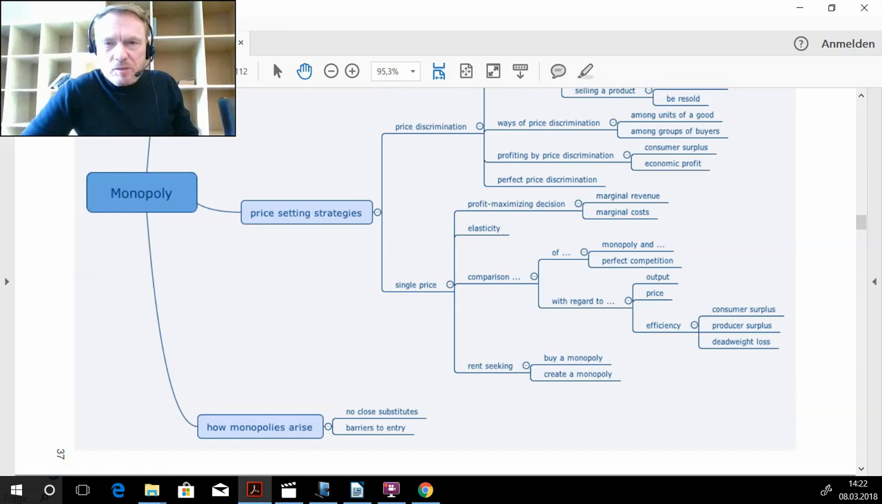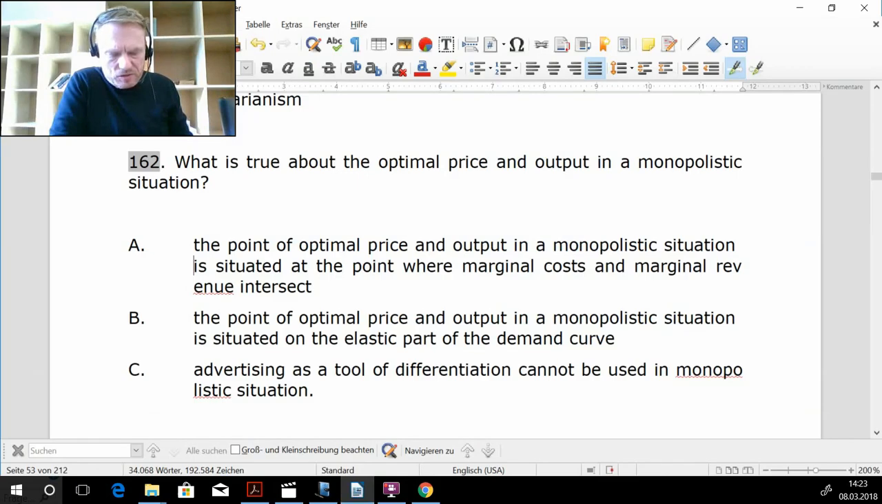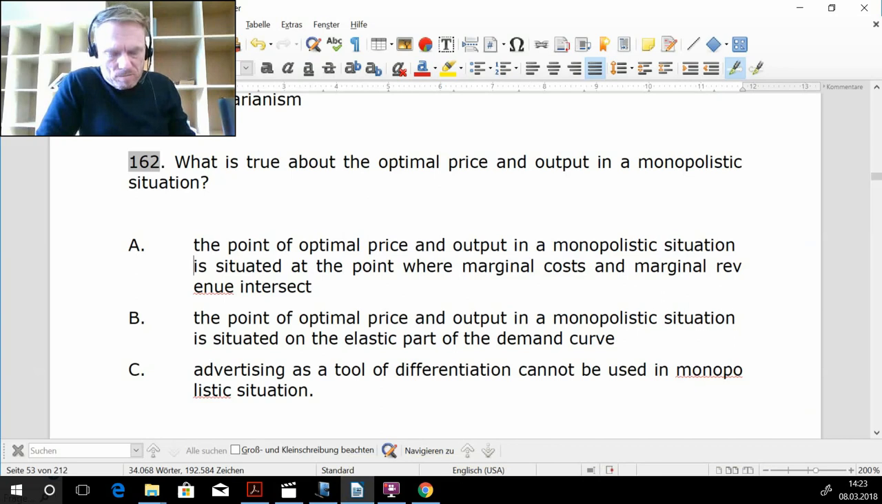We'll be talking about the price setting strategy, like how is the optimal price derived in monopoly, how is the optimal quantity derived in monopolistic situation. Let's take a closer look at, for example, question 162 of my mock exams CFA level 1. And like, for example, question A. And again, exactly one question is true, the others are not.